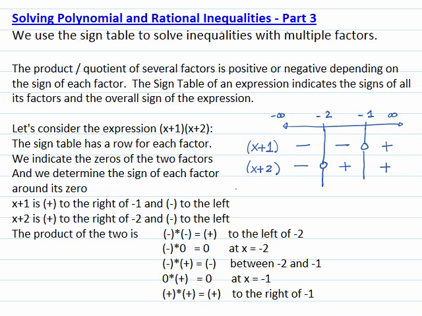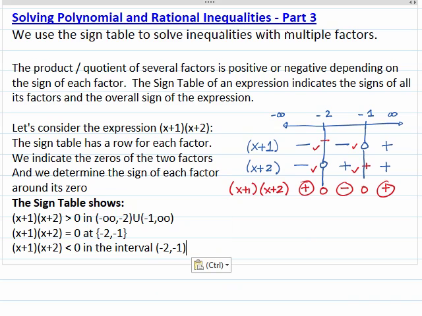The product of the two, which is our expression, will be negative times a negative equals positive to the left of negative 2. Negative times a 0 equals 0 at negative 2. Negative times a positive equals negative between negative 2 and negative 1. 0 times a positive equals 0 at negative 1, and positive times a positive equals a positive to the right of negative 1.